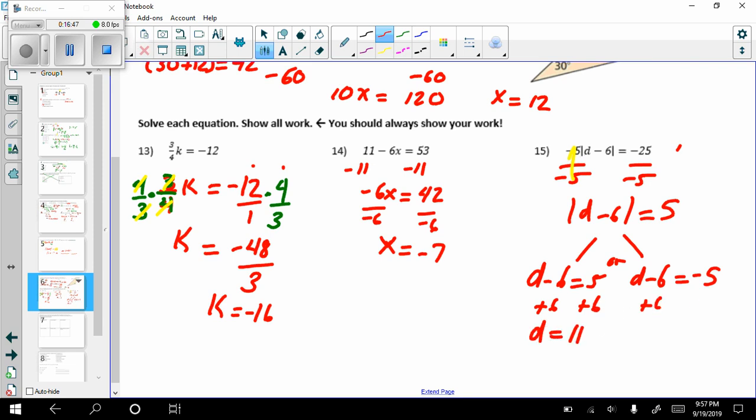This is plus 6, so d equals 1. Now there are not variables on both sides. There's only a variable on one side. So we do not actually have to check these solutions. It would be a good idea to check them to make sure our math is right, but in this case we had 2 solutions and they both worked.